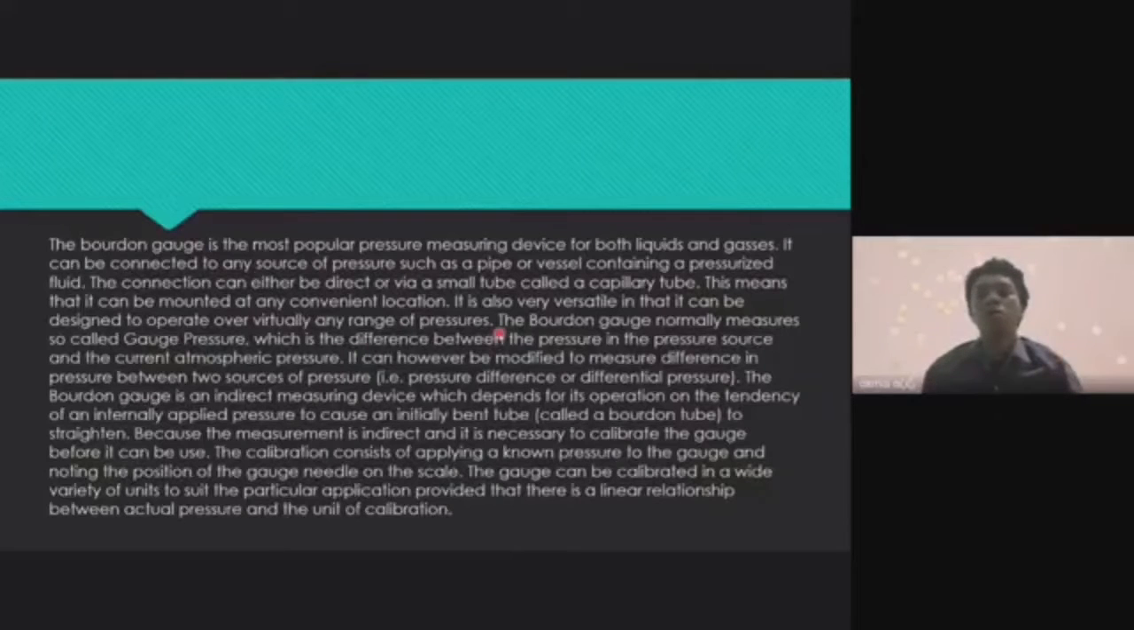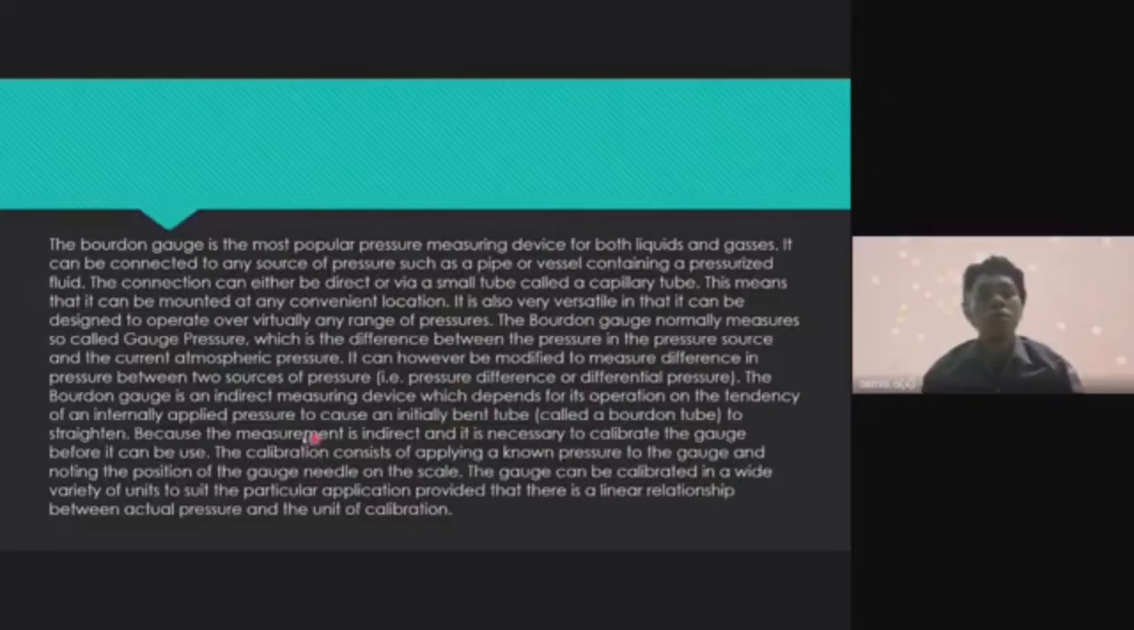The Bourdon gauge normally measures so-called gauge pressure, which is the difference between the pressure in the pressure source and the current atmospheric pressure. It can, however, be modified to measure the difference in pressure between two sources of pressure, for example, pressure difference or differential pressure.